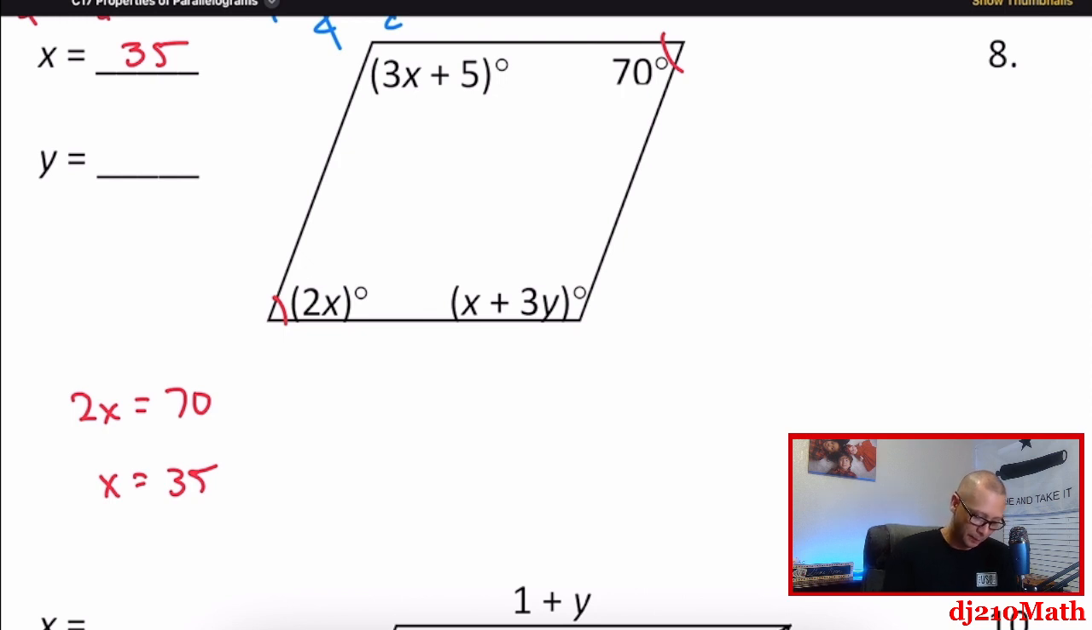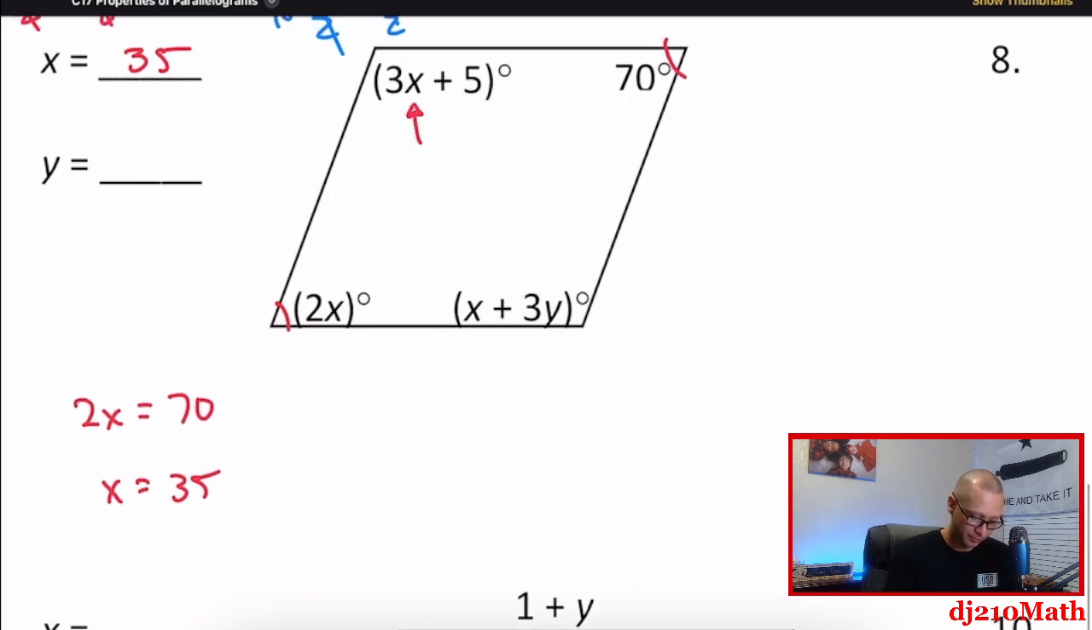Okay, if that's the case, when I plug in 35 here, 35 times 3, well, 35 times 2 is 70. 70 plus 35 is 105. Plus 5 is 110. So this is 110. You could do the math on that. That's 110. Opposite angles, I know, are congruent. Right, these are the same.